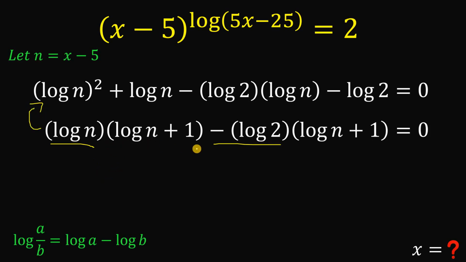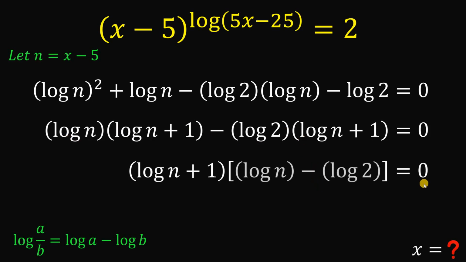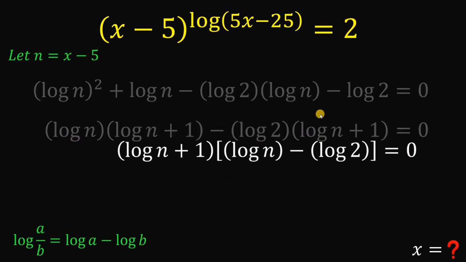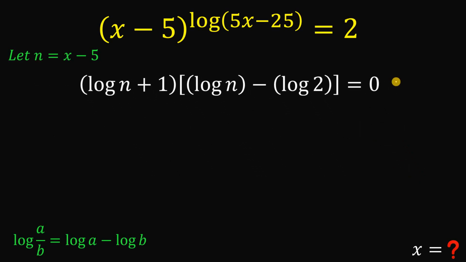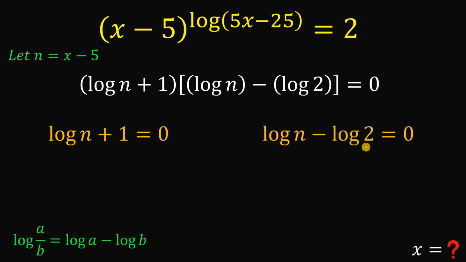Now, notice we have another common factor of log(n) plus 1. If we factor out this common factor, we get (log(n) plus 1) multiplied by (log(n) minus log(2)). Since it is equal to 0, at least one of them must be equal to 0. So we have two possible cases: log(n) plus 1 equals 0, or log(n) minus log(2) equals 0.